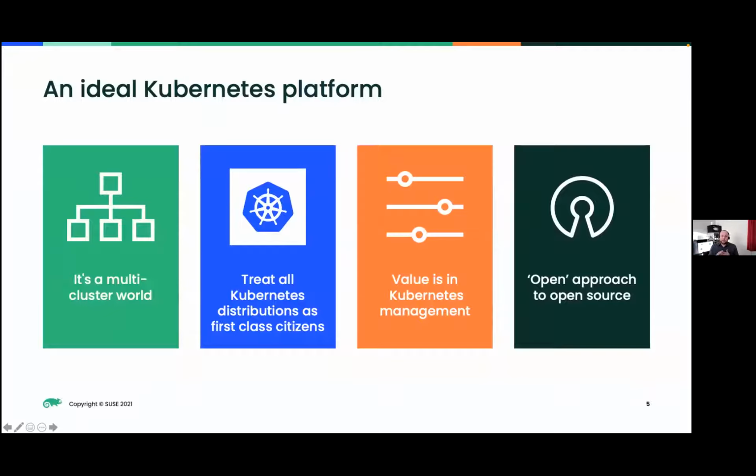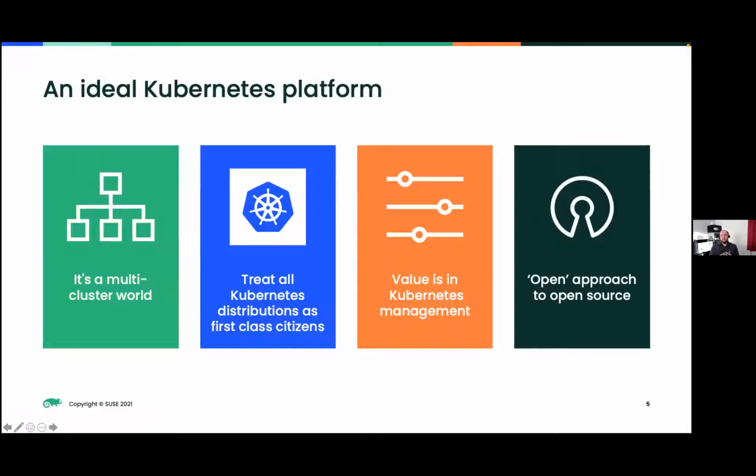And the first one is that it is a multi-cluster world. As I just talked about there, the value is no longer just in the Kubernetes distribution, it's in how we manage these different distributions. And at SUSE Rancher, we've pioneered multi-cluster management for more than 4 years now. We've also seen a lot of the competition start to catch up with technologies like OpenShift ACM and Tanzu, embracing this multi-cluster model so that you can deploy different clusters for different use cases.